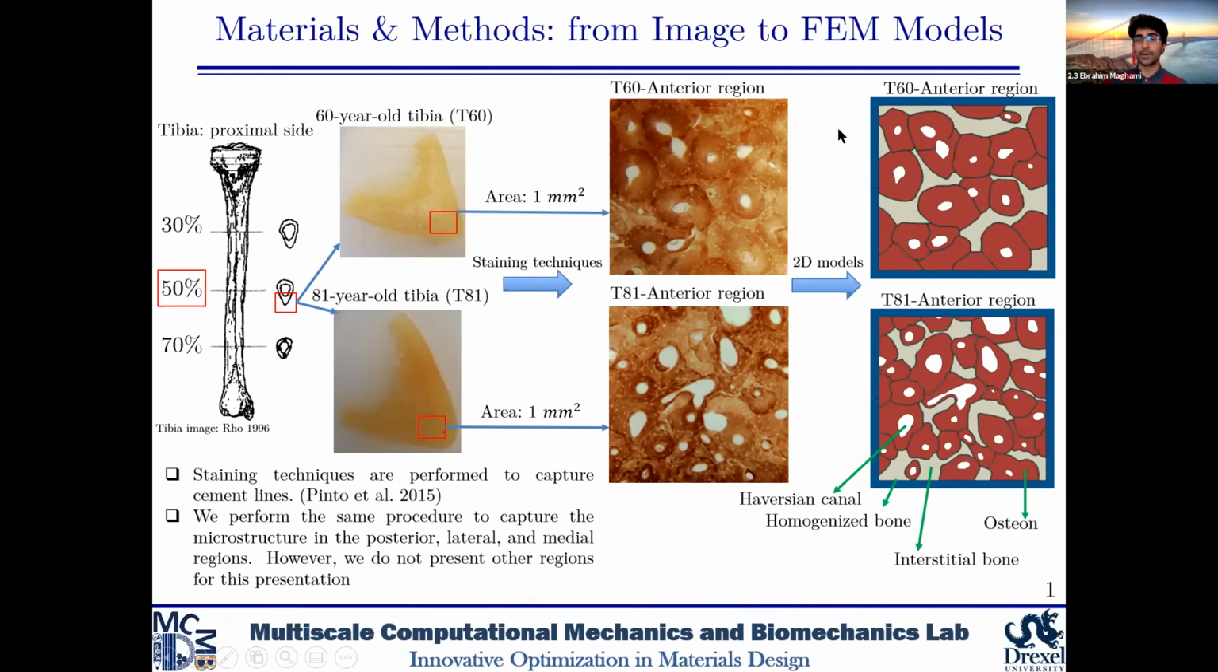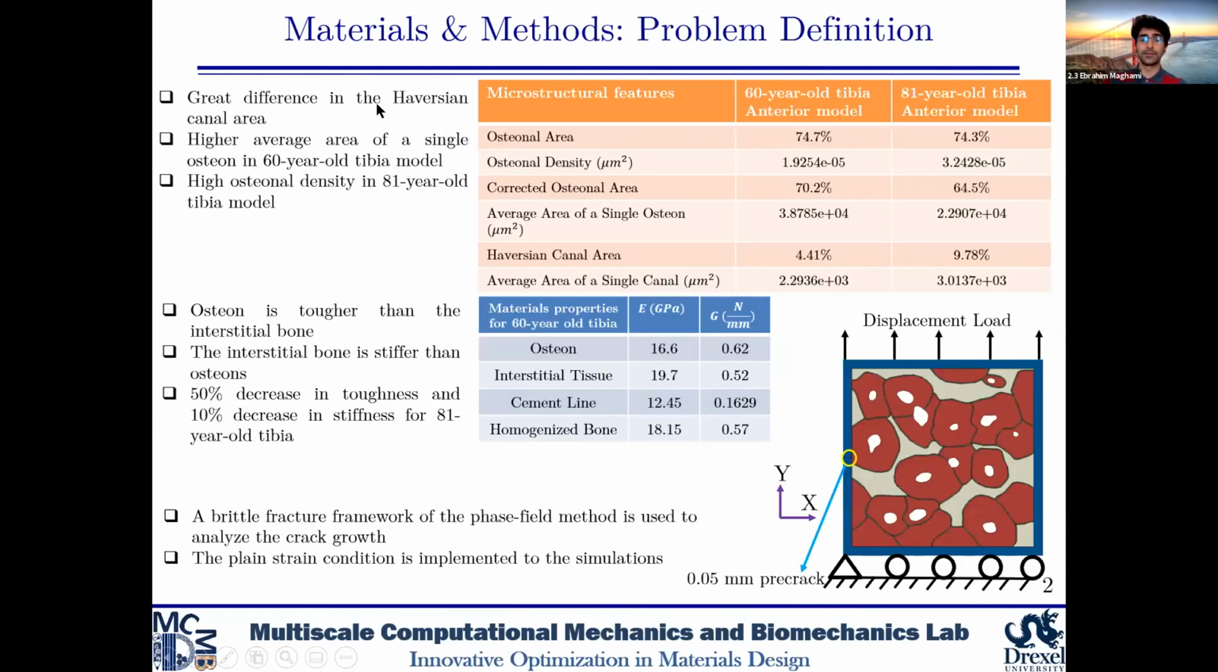After some image processing, we got the microstructural features, such as interstitial bone, osteons, Haversian canals, and cement lines. We also performed a staining technique to capture the cement lines as clearly as possible. We are seeing a great difference in Haversian canals from the 60 to the 81-year-old samples. We also see a higher average area of a single osteon in the 60-year-old tibia, and a higher osteon density in the 81-year-old models.